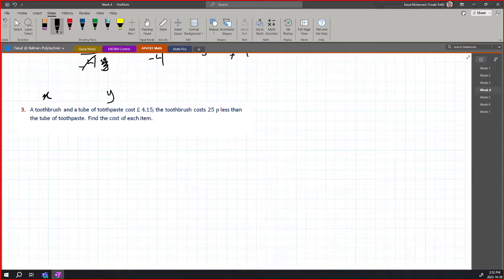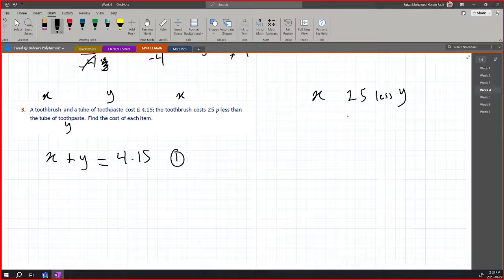The cost of the toothbrush alone and the cost of the toothpaste alone. So both of them together, X plus Y, a toothbrush and a tube of toothpaste, they cost 4.15. This is the first equation. Then it tells you the toothbrush, which is X, costs 25p less than Y, the toothpaste. Meaning X is 25 less than Y, so Y is more than X by 25. We can write it another way: if you subtract the cost of this toothbrush from the toothpaste, it will be equal to 25. This is your understanding of the question.